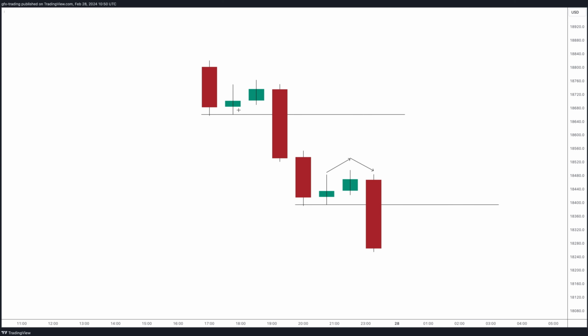Wait for the pullback to occur, because these will be one of two things. One, it's exhaustion, right? Because all the selling has occurred in this candle here. It needs to take a breather. It's going to pull back, but it's also doing another couple of things, right?